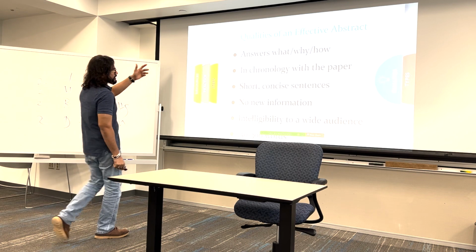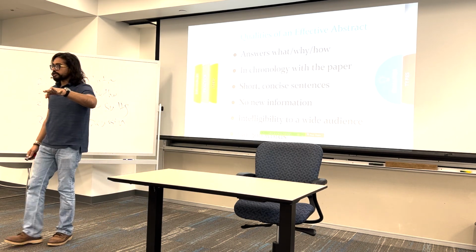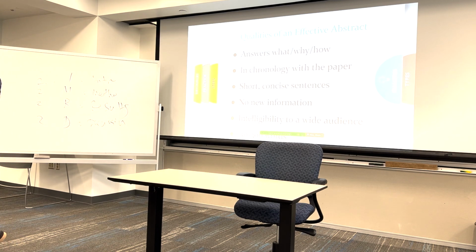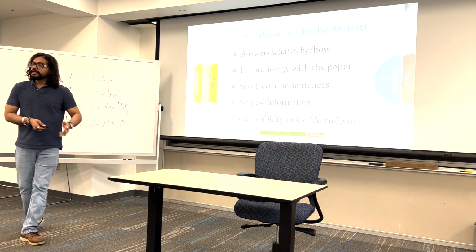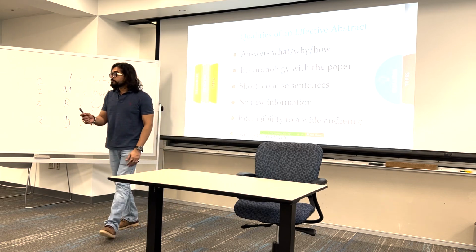We mostly answer what is in the paper, why we are doing it, and how we are doing it. That's the basic response, that's the basic definition. An abstract has these three basic components. When any general person reads it, they will get to know what you're doing, why you're doing it, and how you're doing it.